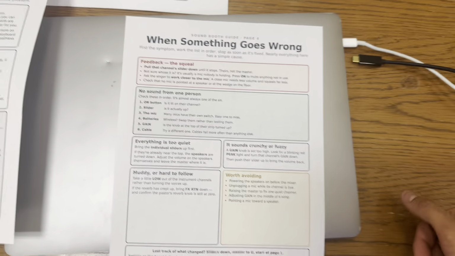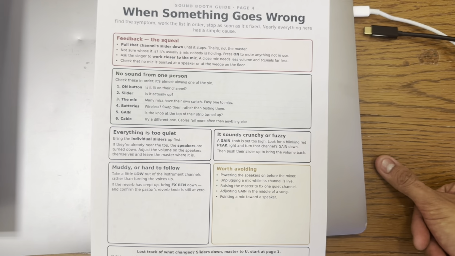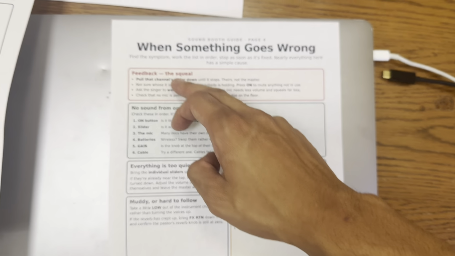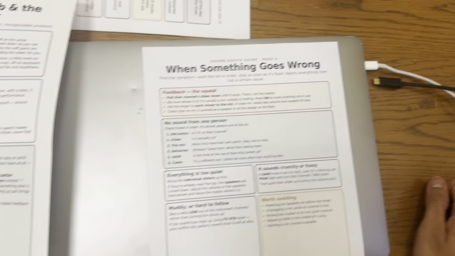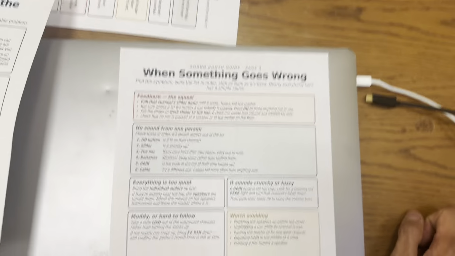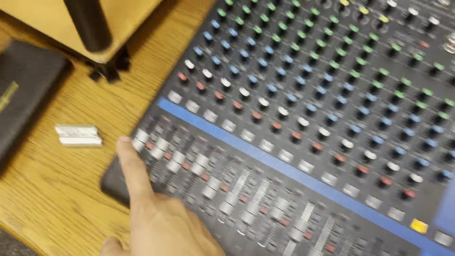Finally, I'll take you over to the troubleshooting page. This is some stuff for when everything goes wrong. Feedback, squeal. Remember, don't mess with the gain. Pull the slider back. That's all you need to do. When performance is going on, when the service is started, leave your gain, pull back the fader unless something is horribly wrong.